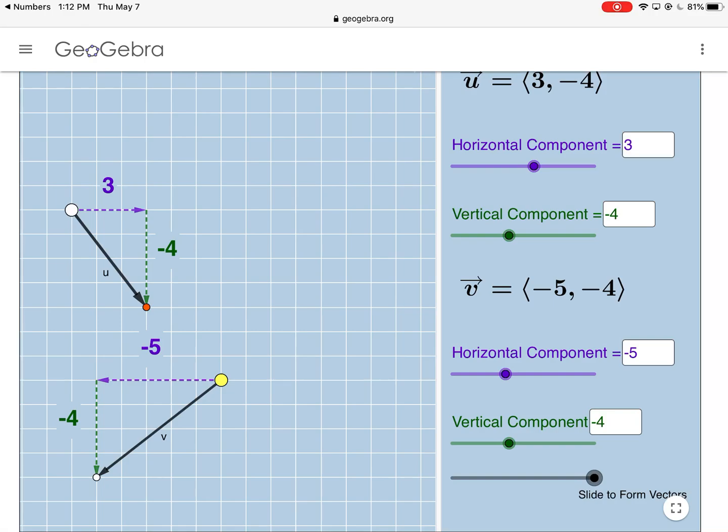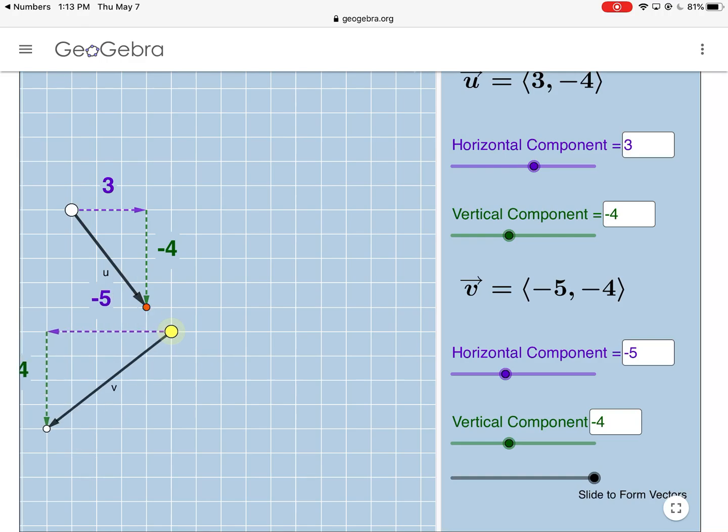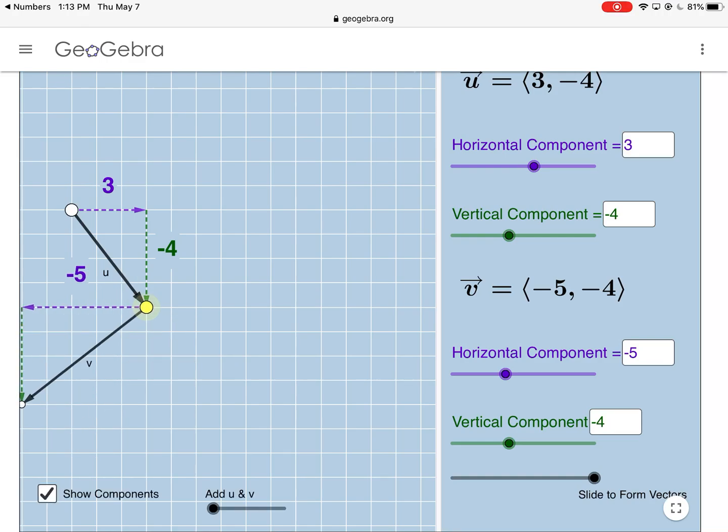Now, if I would like to add these two vectors together, let's say I'm doing vector U plus vector V, all I need to do is draw out vector U, and then I place the initial point of vector V at the terminal point of vector U.